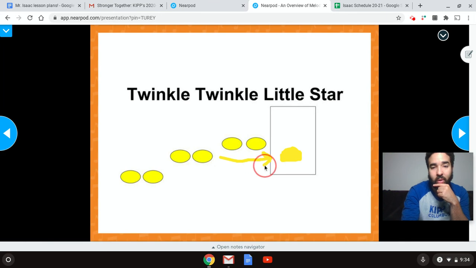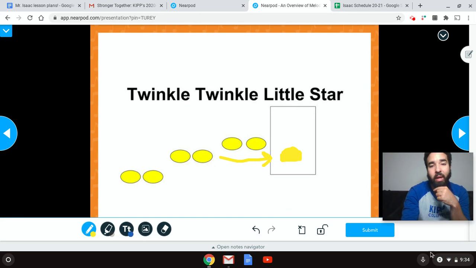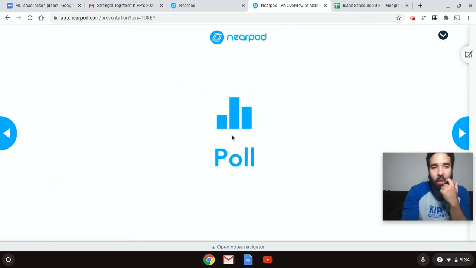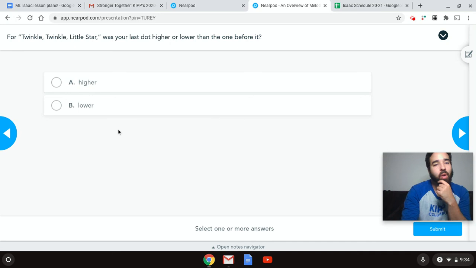All right, so if it's the same note, let's go ahead and just keep it on the same line when we're doing this. All right, so make sure you put it right around there and make it yellow for the sake of making it yellow. All right, submit once you have done that. And we have a poll. For Twinkle Twinkle Little Star, was your dot higher or lower than the one before it? I'm going to wait unless you enter it on your own.